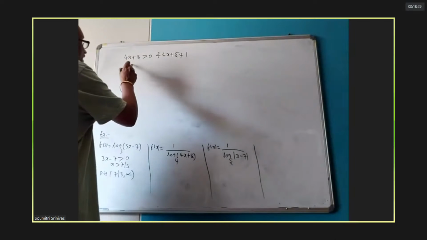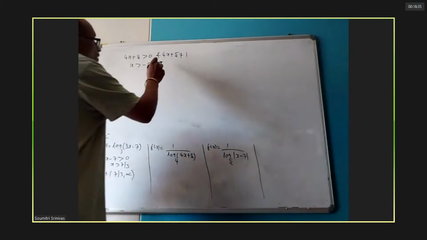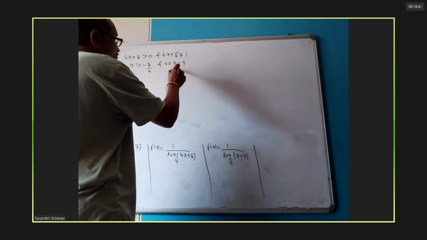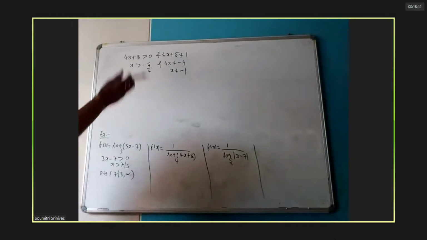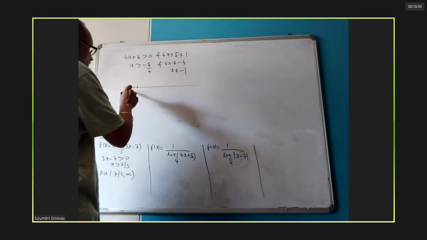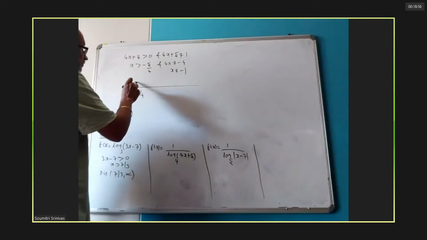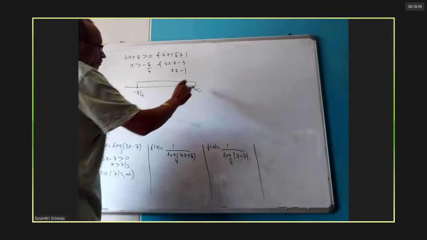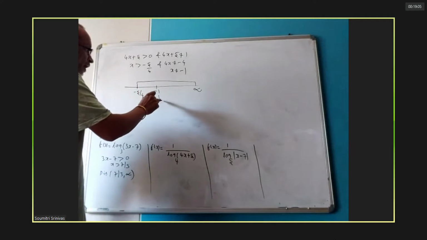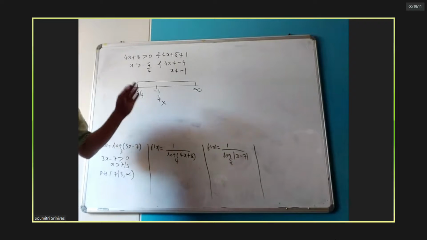So x greater than minus 5 by 4 and 4x not equal to minus 4, x not equal to minus 1. So where will x belong? Look here, on the number line. This is minus 5 by 4. You are going to the right of minus 5 by 4, going till infinity. Where is minus 1? बीच में कहीं आ रहा. Are you taking minus 1? No. You should write the answer in terms of intervals.